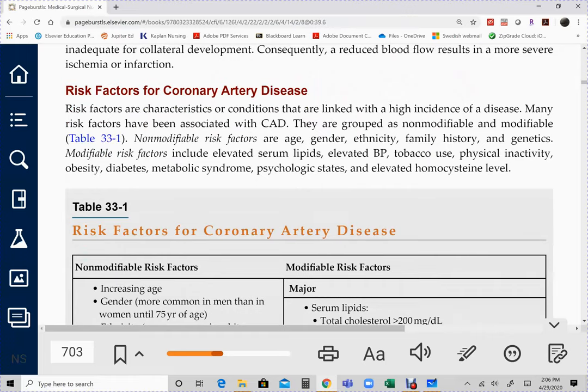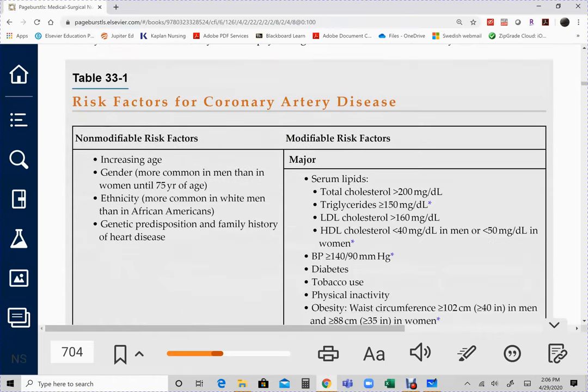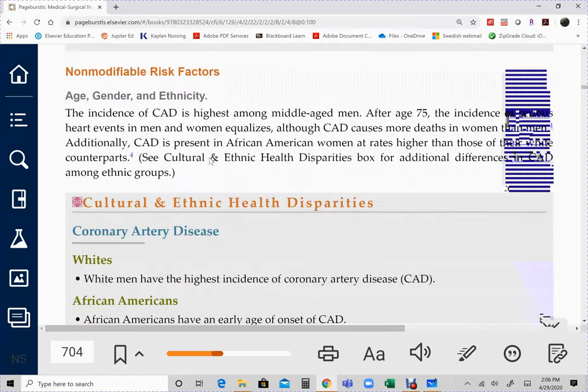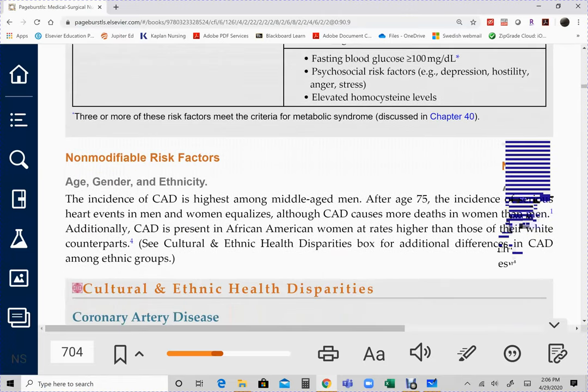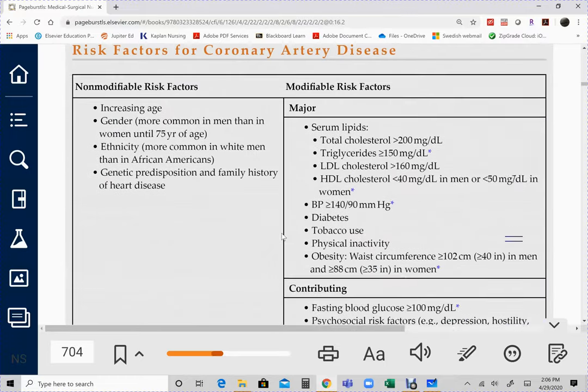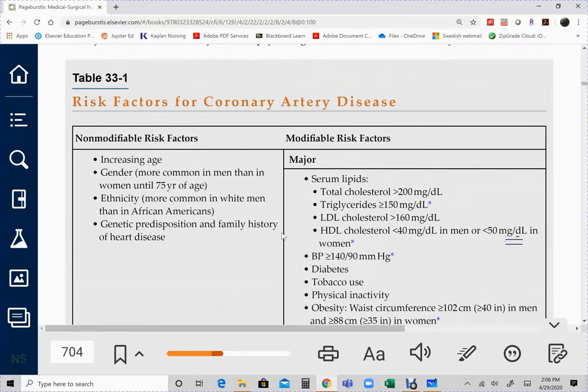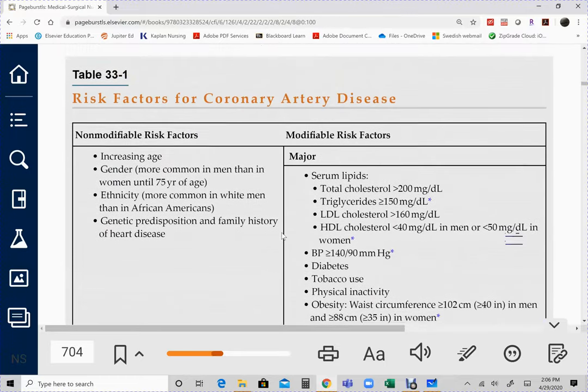Let's go now to the risk factors. I won't discuss each and every one because it'll take too long. This recording will end up 2-3 hours long. The discussion of table 33-1 follows right after it, right here. I won't read the discussion for you. I'll leave that for you guys. I'll just briefly describe it.